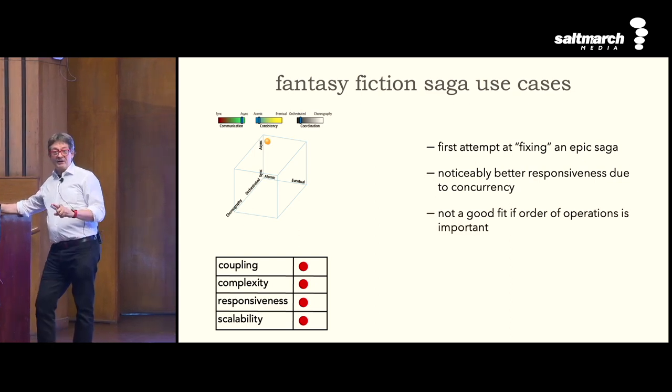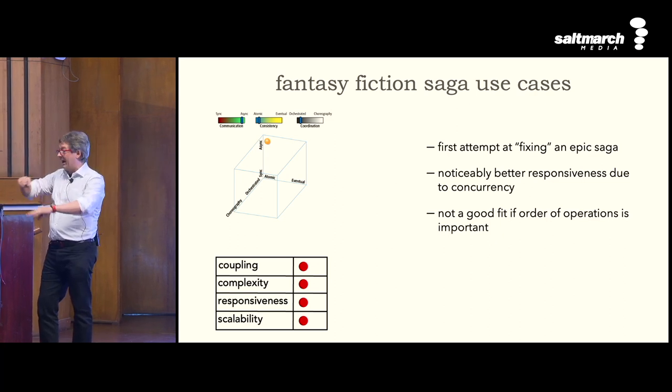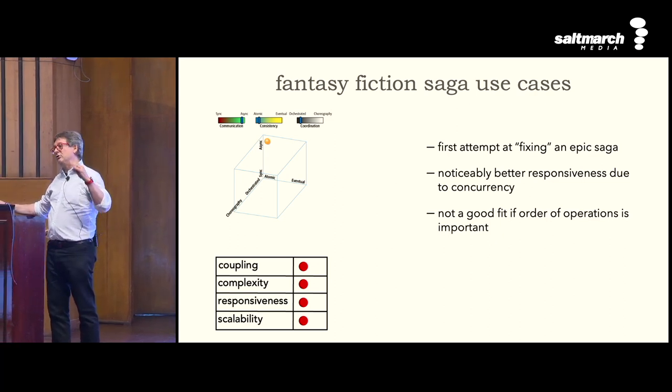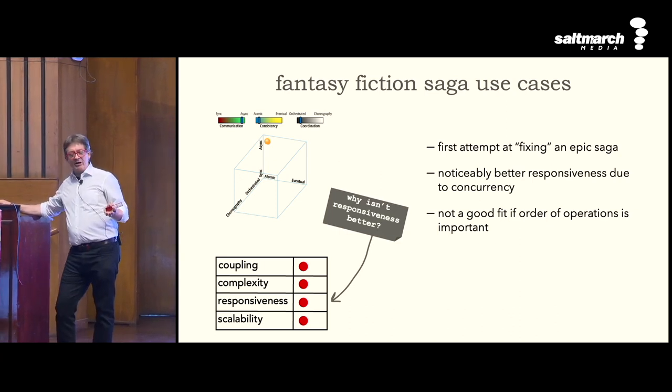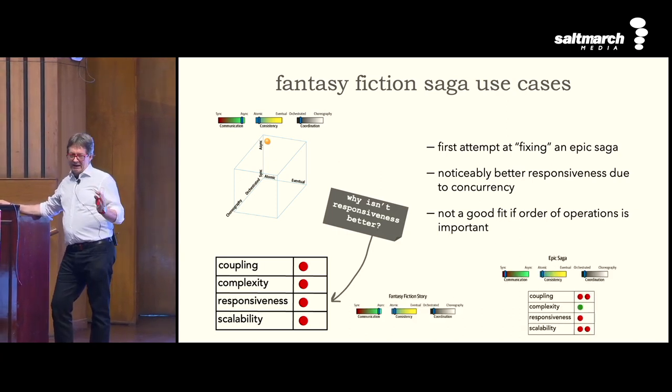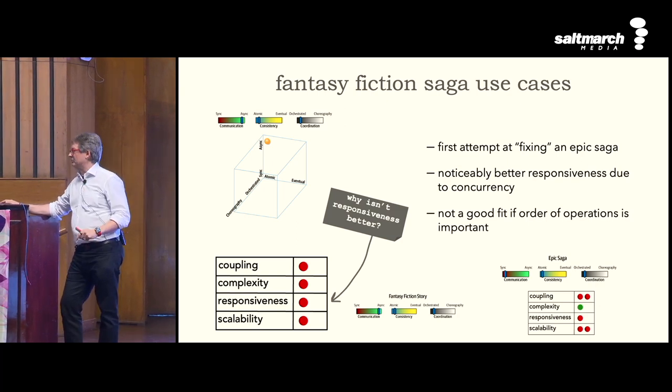This is not a good fit if the order of operations is important because this is all going to be concurrent. Things are going to happen out of order, so this is suitable for non-ordered workflows. Why isn't responsiveness better here? Now, it is better than the epic saga, but not significantly, for reasons I'll get to in just a second.